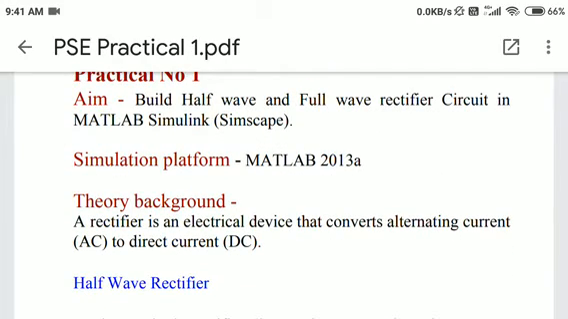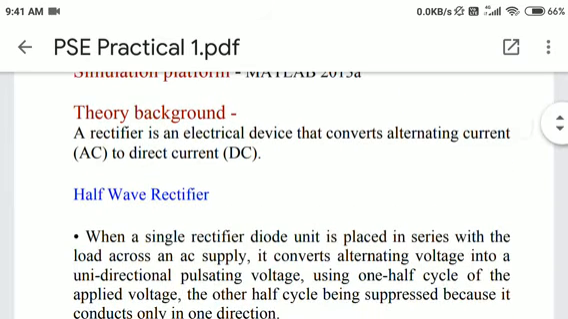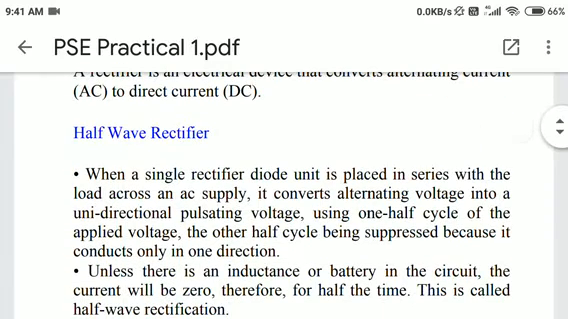A rectifier is an electrical device that converts alternating current AC to direct current DC. We will see the two types, half wave rectifier and full wave rectifier. Starting with the half wave rectifier: when a single rectifier diode is placed in series with a load across an AC supply, it converts alternating voltage to a unidirectional pulsating voltage using one half cycle of the applied voltage, the other half cycle being suppressed because it conducts only in one direction.